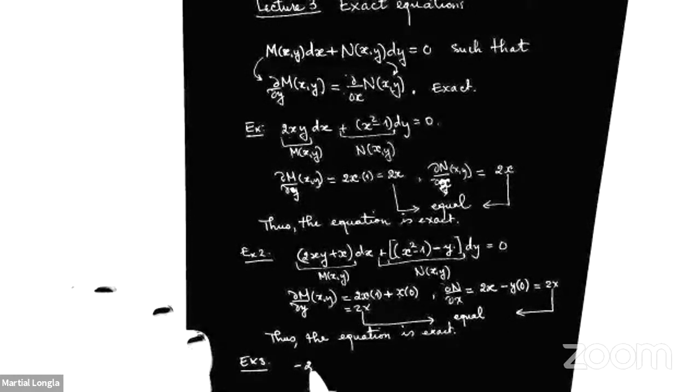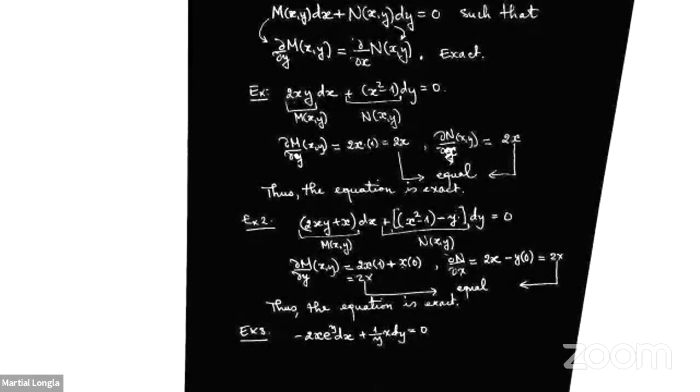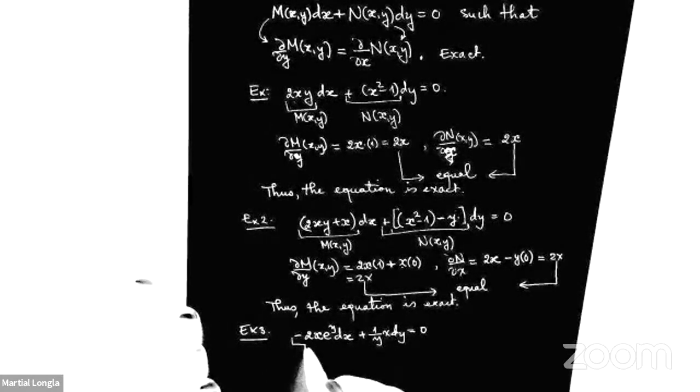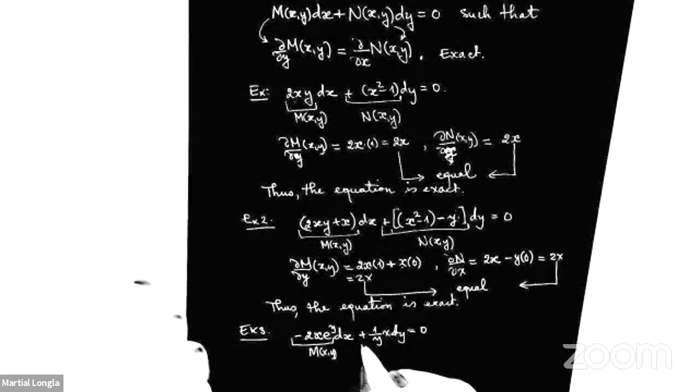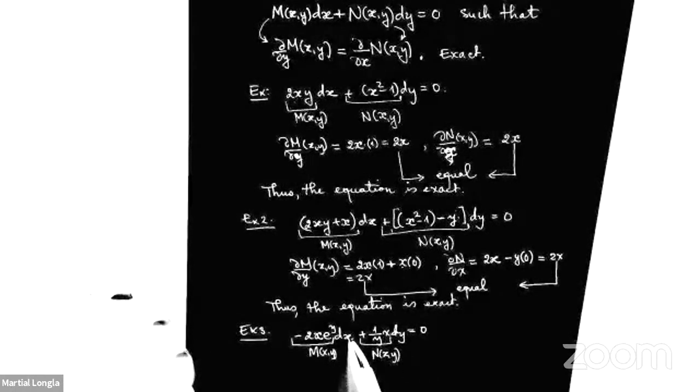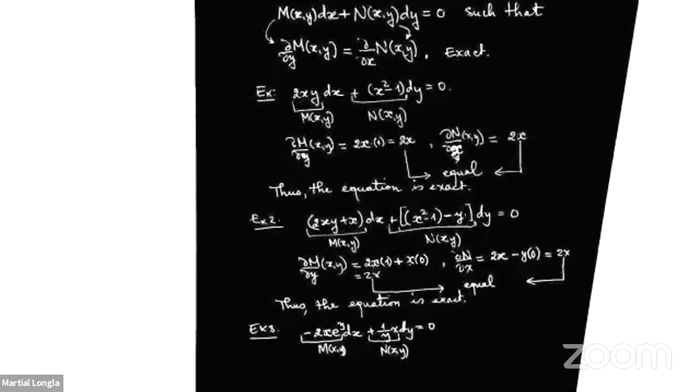So for instance, negative 2x e to the y dx plus 1 over y x dy equals 0. This equation is also a separable equation, but here it's in the section on exact equations, and the question is: is this an exact equation? So here is the m. Notice that it includes the sign that is there. So that's m of x, y, and this is n of x, y. Also notice that I don't put dx and dy into m and n, so those are not part of the functions m and n.